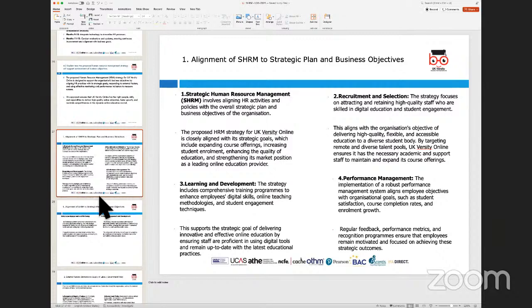So the most important bit that we look at is whether the plan which has been created by HR is aligned with the strategic and business objectives of the organization or not. To give you an example, if an organization is looking at expanding its outlets or its number of locations, one of the clear things HR would need to understand is that expanding to different locations would mean an increase in the number of headcount.